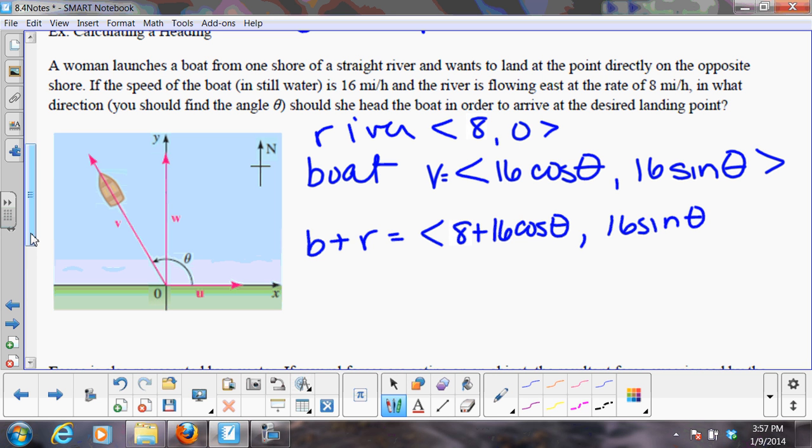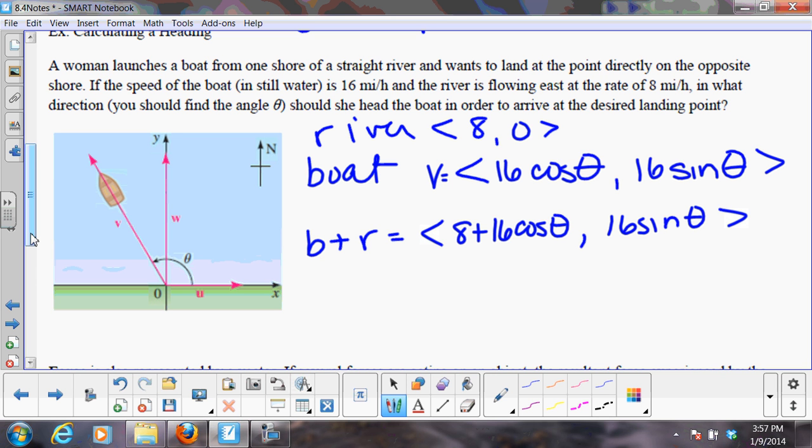Why does that look funny in my paper? I don't know. It looks fine. Are we good so far?